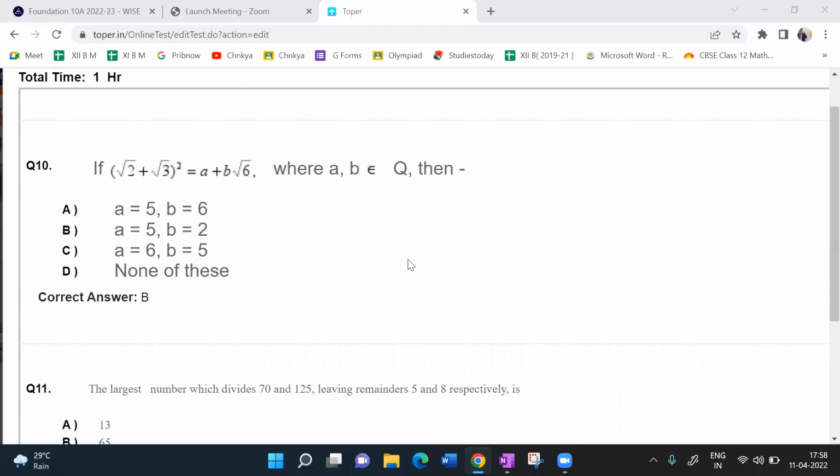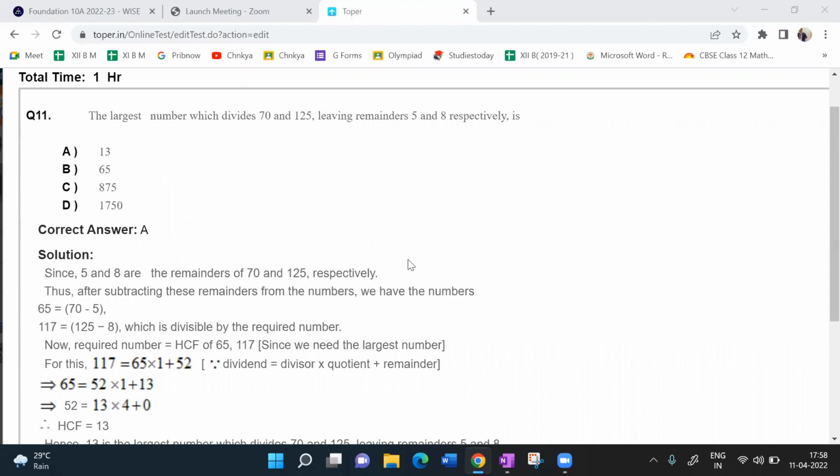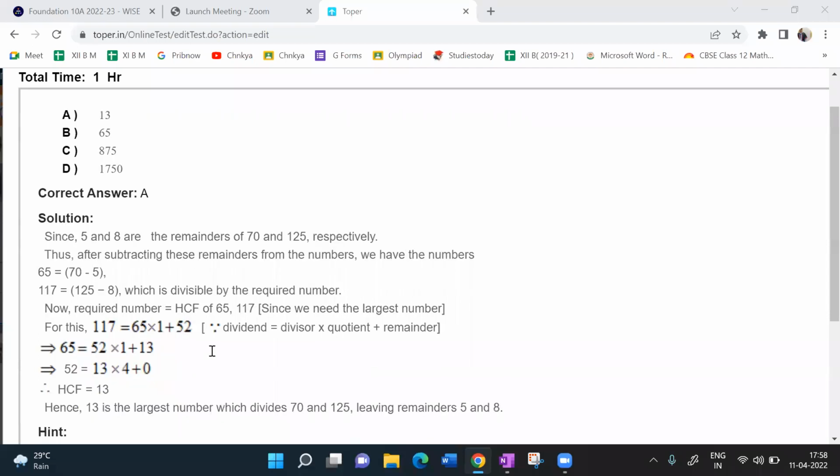Yes, sir. The largest number which divides 70 and 125, leaving the remainders 5 and 8. So very, very simple. I already told you, beta, look at it: 70 minus 5, 125 minus 8. So whatever numbers you get, take the HCF of all that.